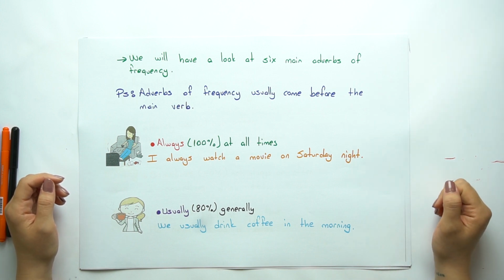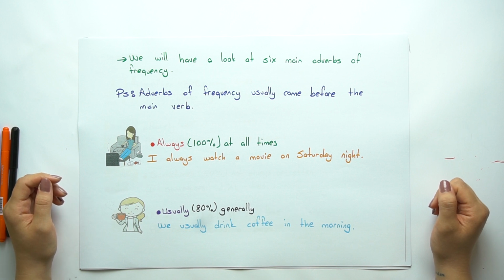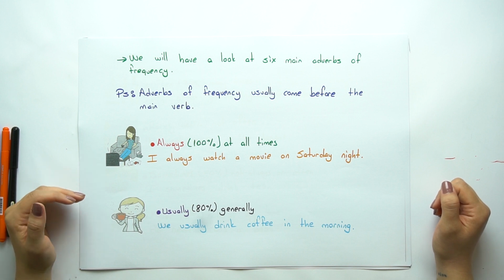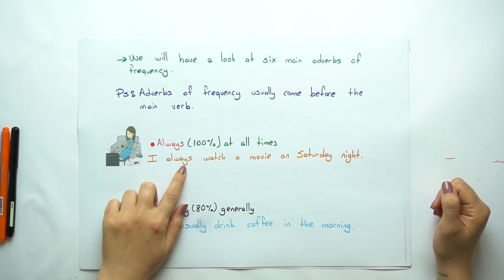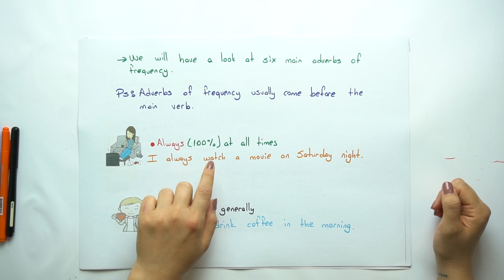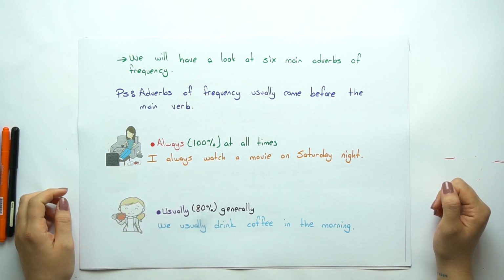Now, we will have a look at 6 main adverbs of frequency, okay? And adverbs of frequency usually come before the main verb. And first one, it's always. It means at all times. That means we do that thing all the time. I always watch a movie on Saturday night. As you can see in the sentence, we use always just before the main verb, okay?